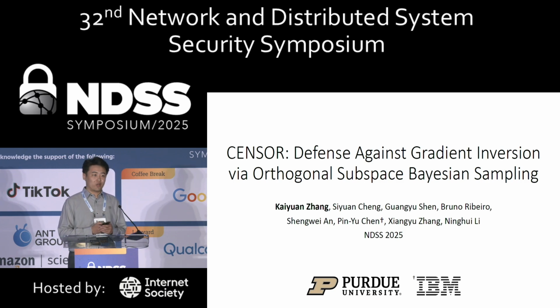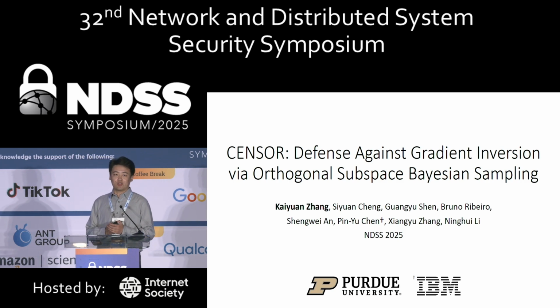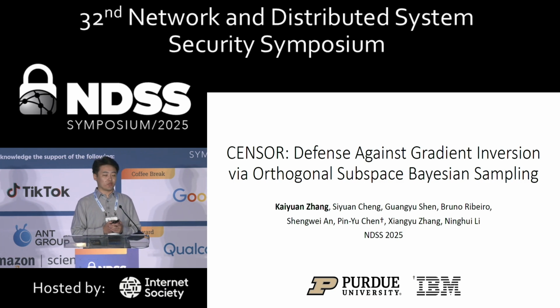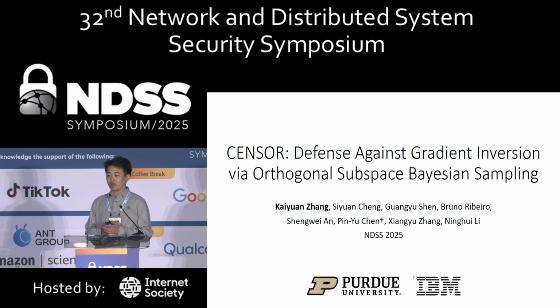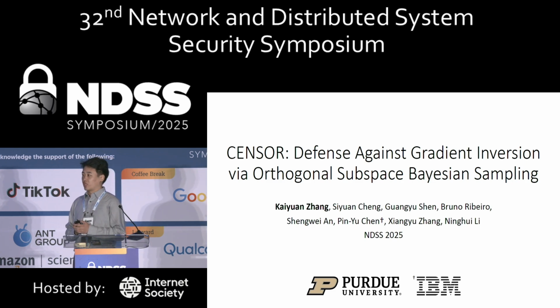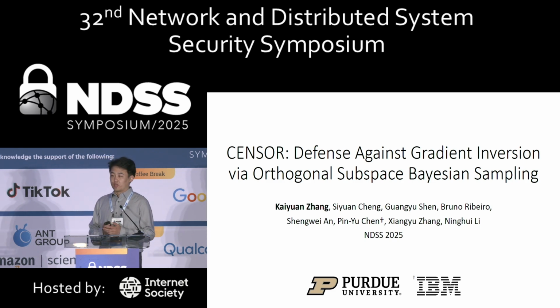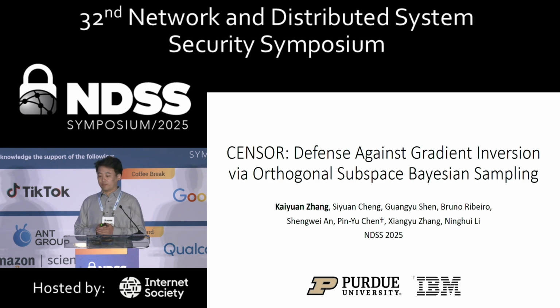Great. Good afternoon, everyone. My name is Kevin Zhang. I'm a fifth-year PhD student in Computer Science at Federated University. Today I'm going to present our work, CENSOR, Defense Against Gradient Inversion via Orthogonal Subspace Bayesian Sampling. This is a joint work from Purdue and IBM.